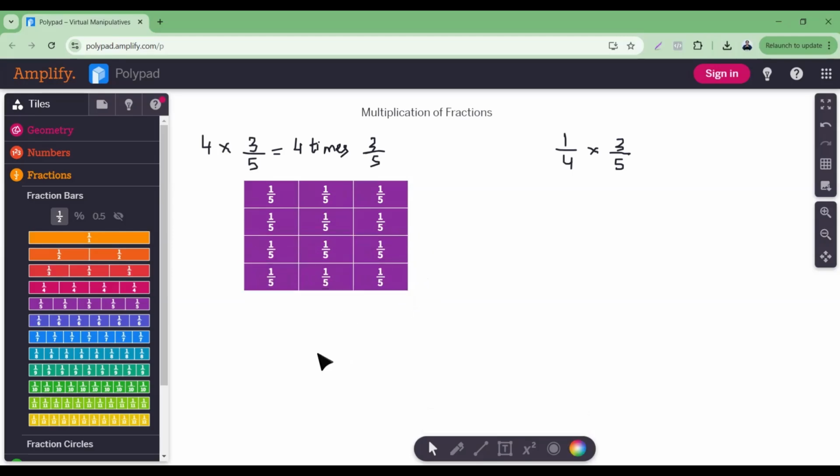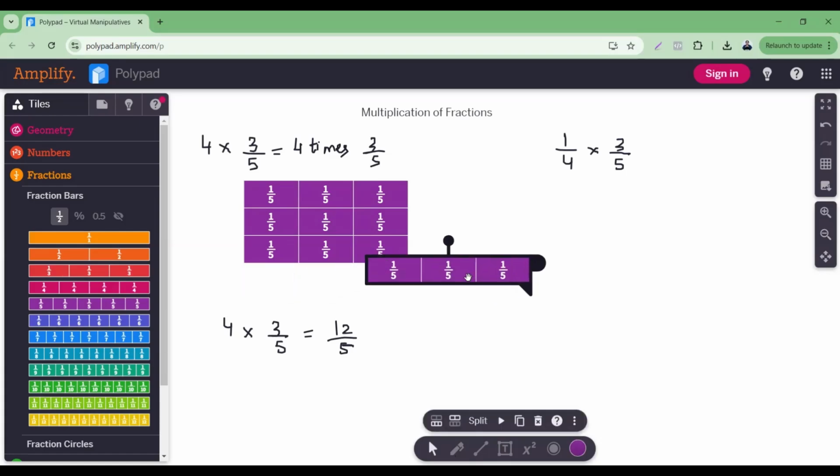So what happens now is there's 1/5, 2/5, 3/5, 4/5, 5/5, 6/5, 7/5, 8/5, 9/5, 10/5, 11/5, 12/5. So one of the answers that we got is that 4 multiplied by 3/5 is 12/5. Can we rearrange this and get it into some other form? That's what I'm going to try next.